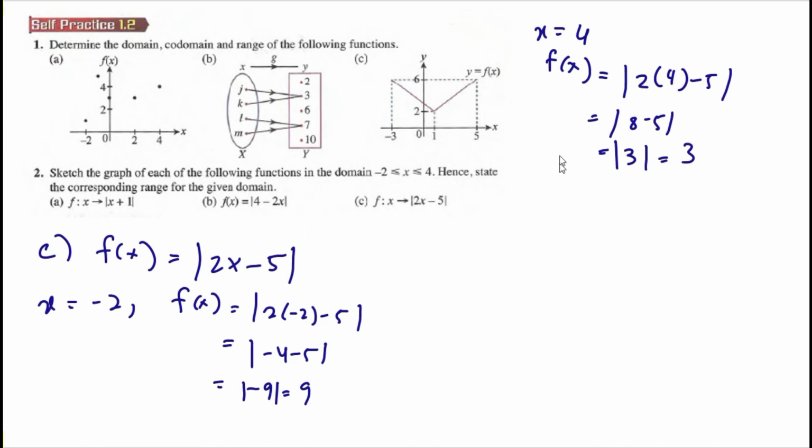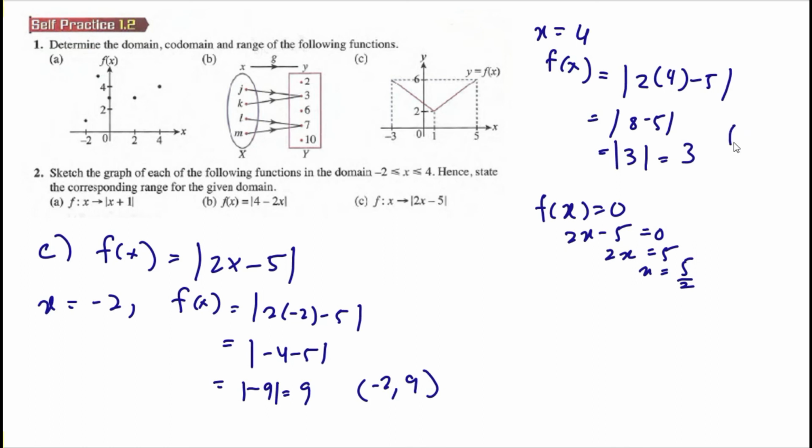So you see, we must check when f(x) is equal to 0. So f(x) equal to 0, 2x - 5 is equal to 0, 2x is equal to 5, x is equal to 5 over 2. So you see here, we have these points: (-2, 9), (4, 3), and (5/2, 0).